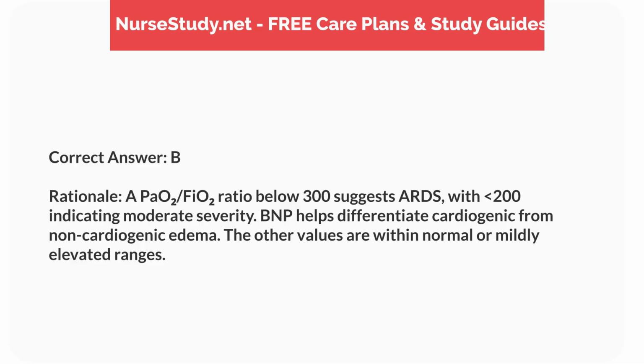Correct answer, B. Rationale: a PaO2-FiO2 ratio below 300 suggests ARDS, with less than 200 indicating moderate severity. BNP helps differentiate cardiogenic from non-cardiogenic edema. The other values are within normal or mildly elevated ranges.